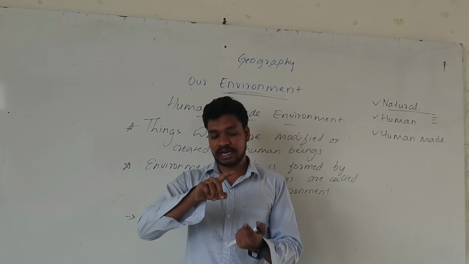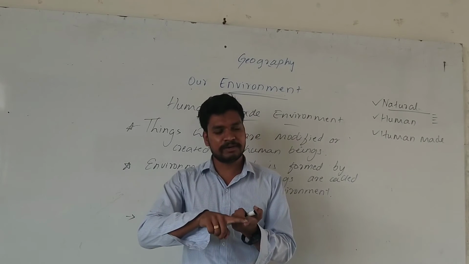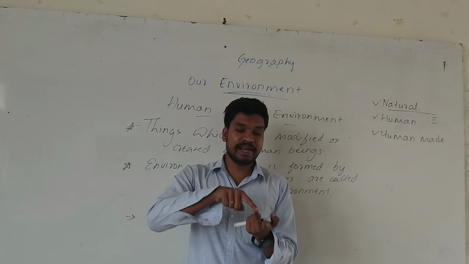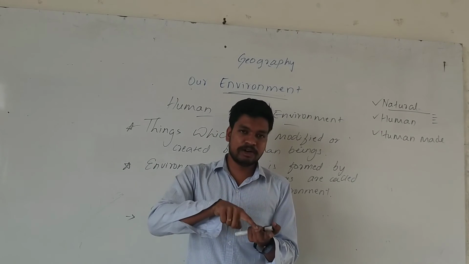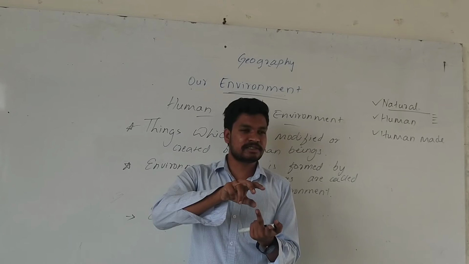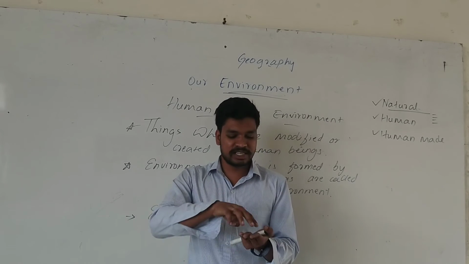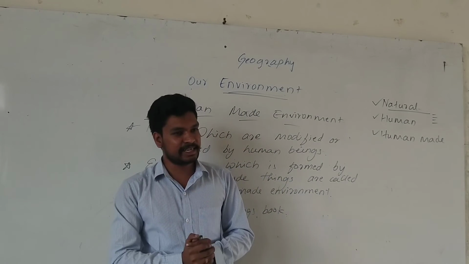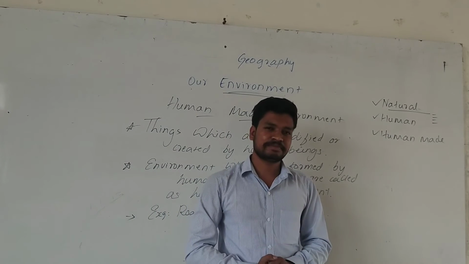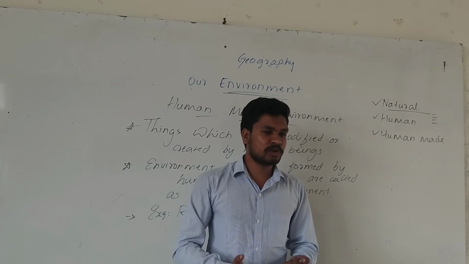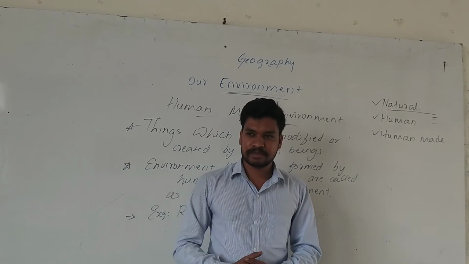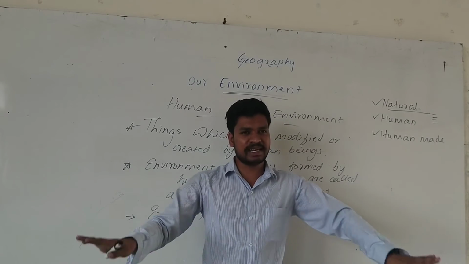There we have three components like natural environment. On that natural environment, human environment is dependent. Human beings created the things, it's called human made. All these three are connected, interdependent. So what do we call this? What do we call this? Yes? Environment. Very good. The things which are there in the surrounding.